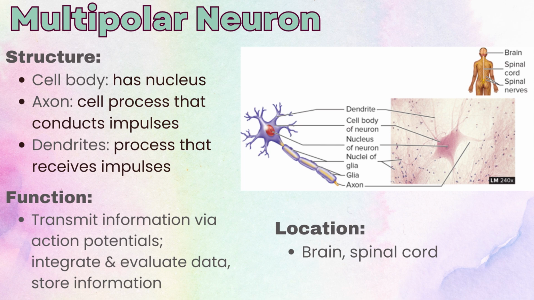Neurons function to transmit information via action potentials. They integrate and evaluate data, and they store information. We find neurons in the brain and the spinal cord, as well as other nerves.